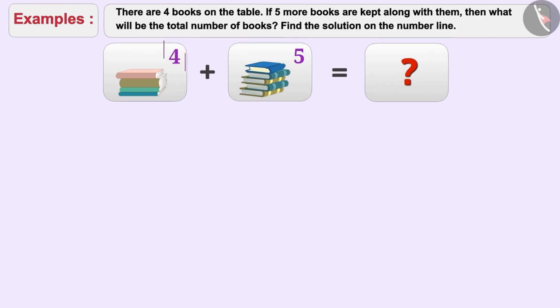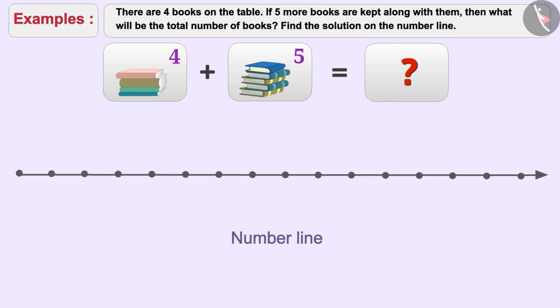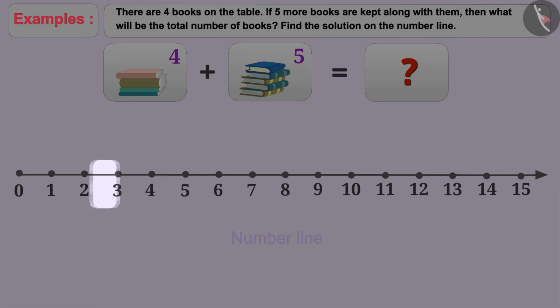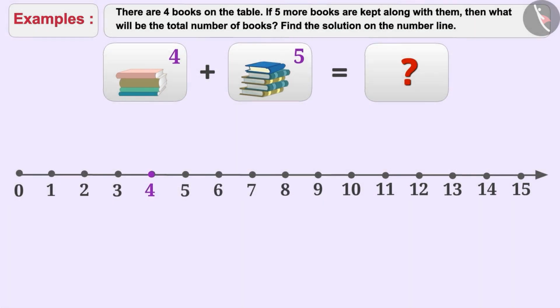Here we have to add 4 with 5. First of all, draw a number line and mark the numbers 0 to 15 on it. You can express as many numbers as you want on the number line. The first number is 4, so you will locate 4 on the number line. Since we have to add 5 to it, we move 5 steps of unit distance each to the right of 4.